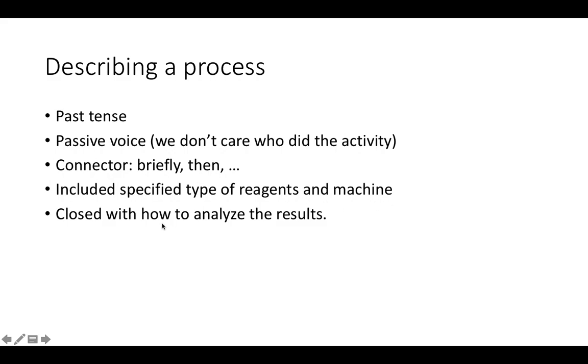And the final rule: at the end of the paragraph, usually the author also writes about analyzing the result. For example, green cells were counted, and the red cells were counted. So how to analyze the result is also included in this section. So yes, these are the five rules to describe a process in academic writing.